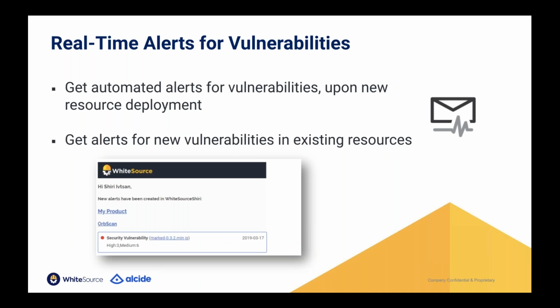Then we also have real-time alerts for vulnerabilities. There are two modes here. The first one is, of course, automated alerts for vulnerabilities. Every time you deploy a new resource, if it has any known open source vulnerabilities, you'd get an automated alert. The other option is that you have existing resources, but a new open source vulnerability was detected. And this, by the way, happens almost every day. So of course, you will get an email alert on that as well.